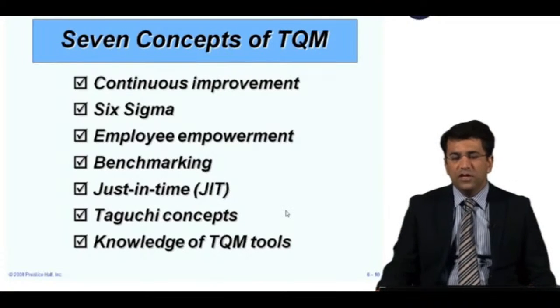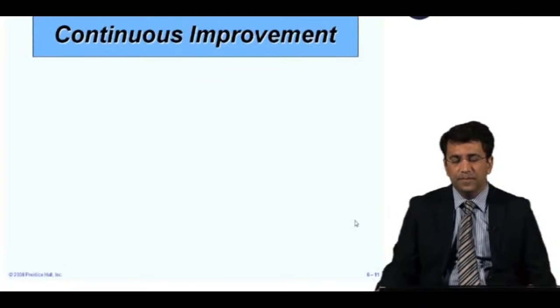Okay, let's talk about 7 very important concepts of TQM. That is the continuous improvement, Six Sigma, employee empowerment, benchmarking, just in time, Taguchi concepts, knowledge of TQM tools. Now what TQM tools? All of these TQM tools. Okay, let's discuss these important concepts of TQM one by one.